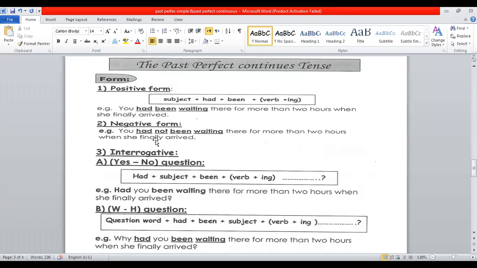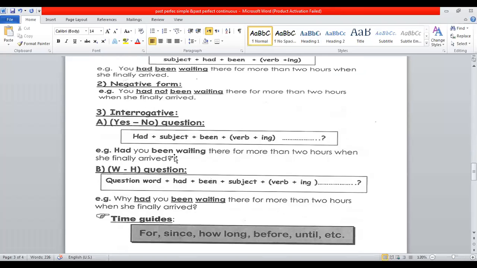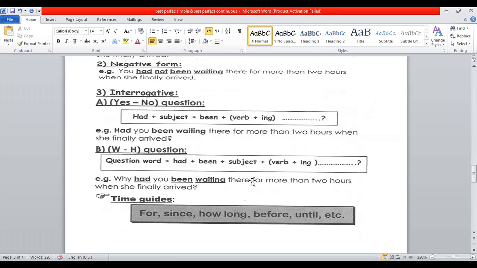If you want to make the negative for this tense, you will use had not plus been plus verb ing, like this example. We had not been waiting there for more than 2 hours when she finally arrived. If you want to make the question or the interrogative form, you will use had as a helping verb and then been plus verb ing, like this example. Had you been waiting there for more than 2 hours when she finally arrived?